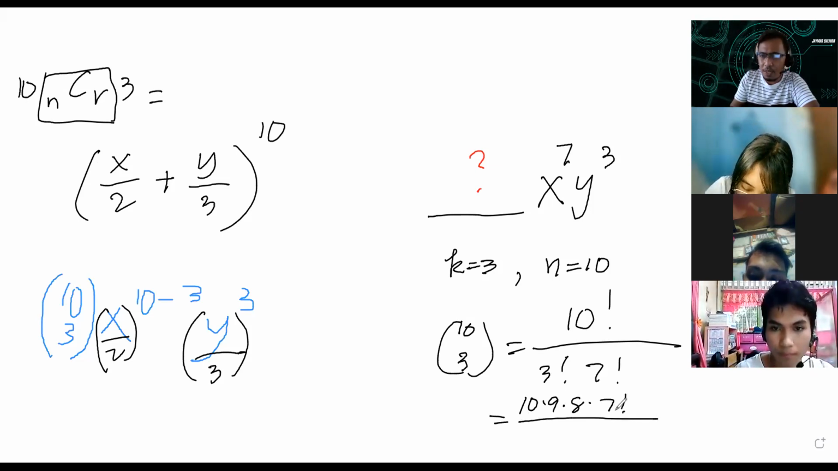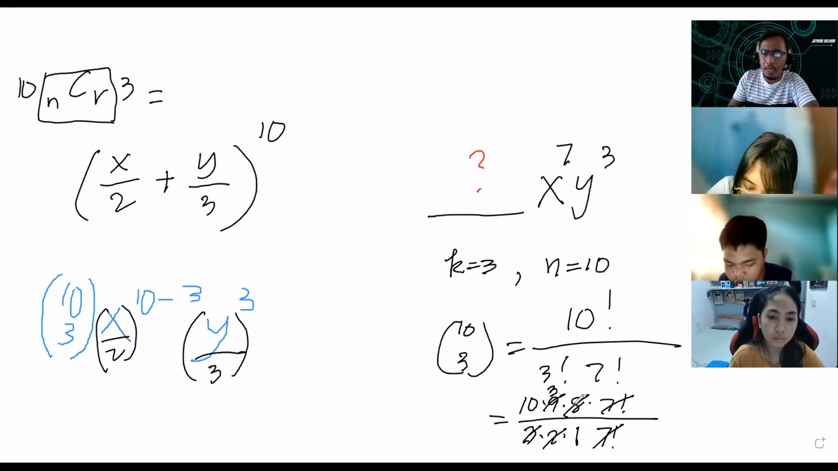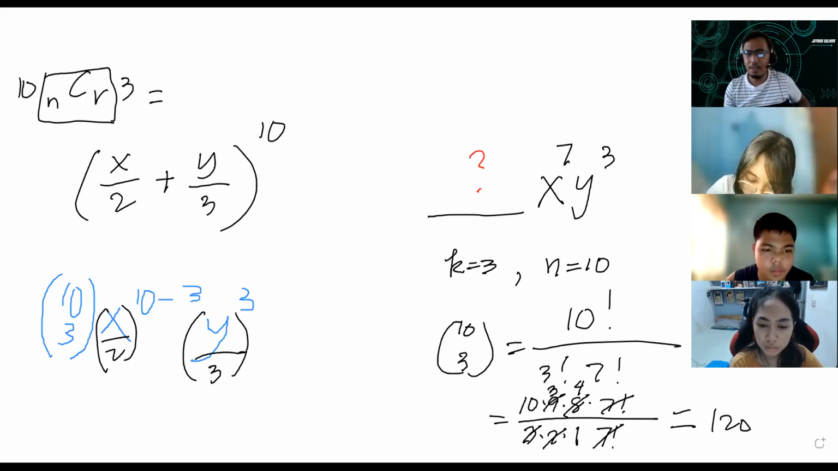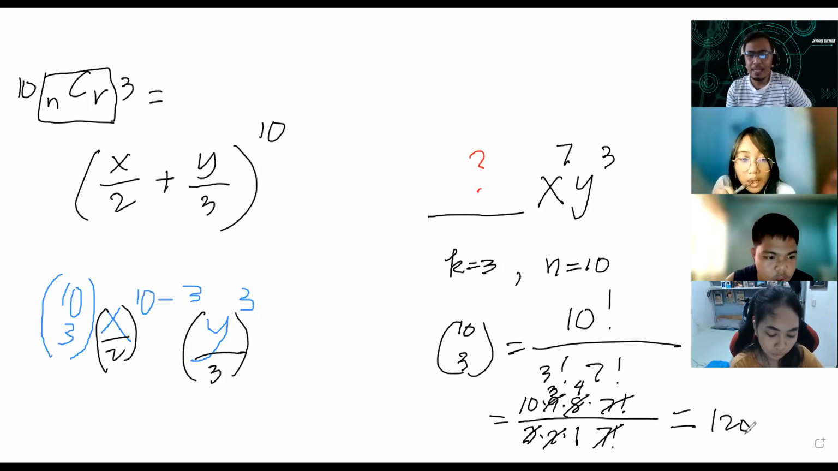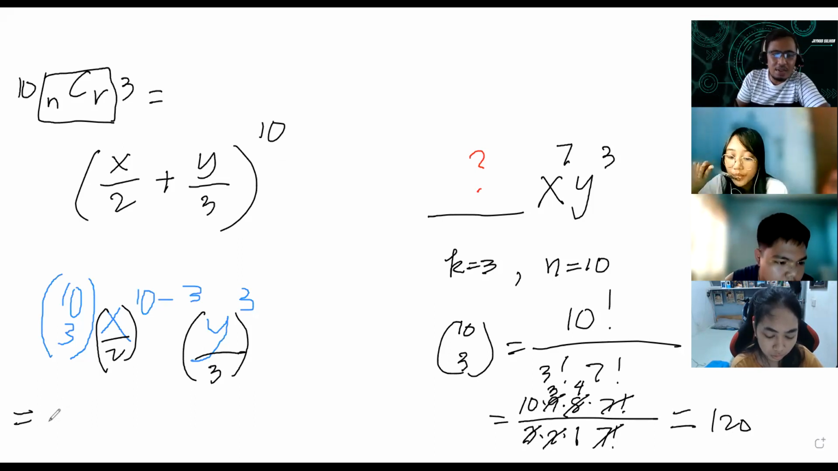Why do I stop at 7 factorial? Because I have 7 factorial below, so it will be canceled out. You have 3, 2, then 1 from 3 factorial. The 9 will be reduced and the 3 will be 3. The 8 and the 2 will be 4. So it is just 12 times 10, 120. Right? The answer here is 120. Okay?